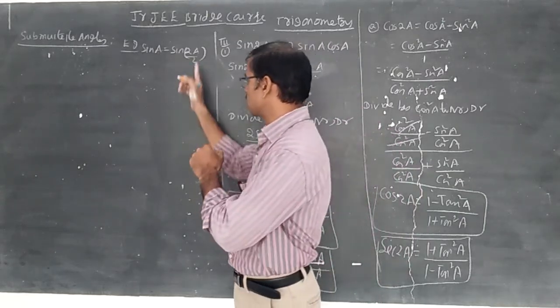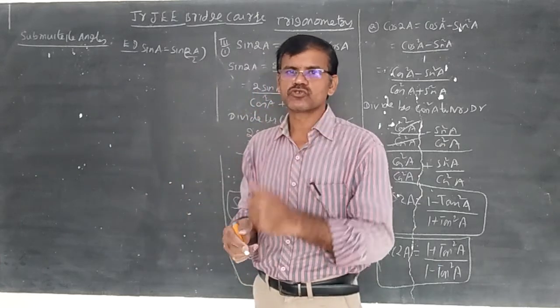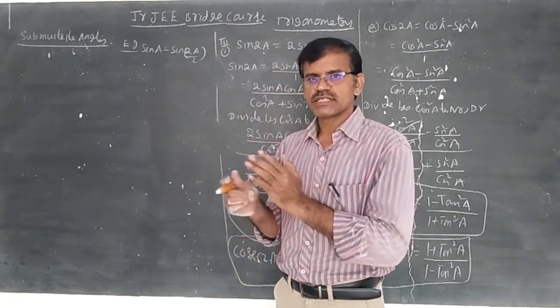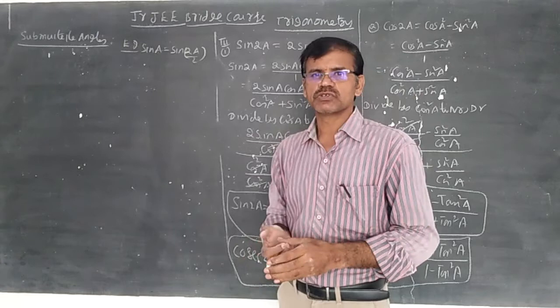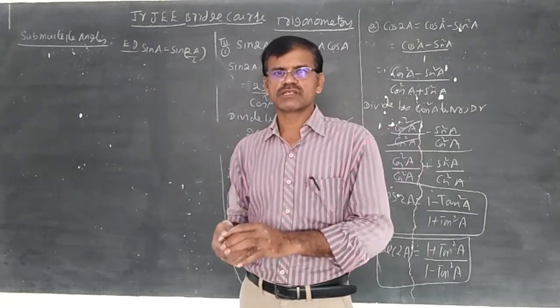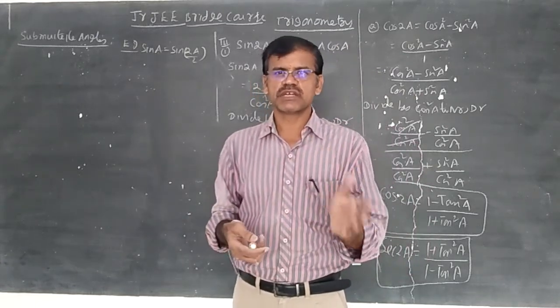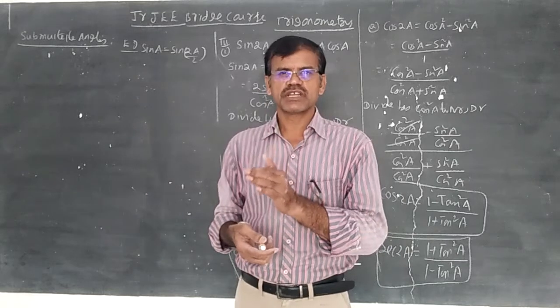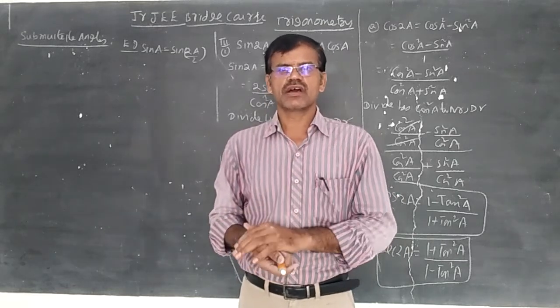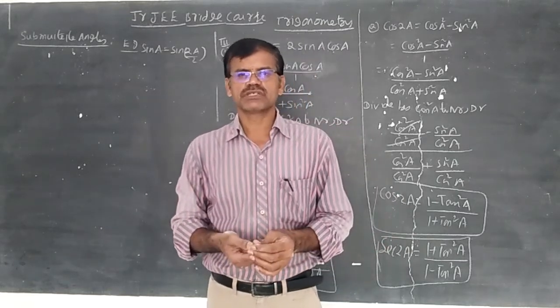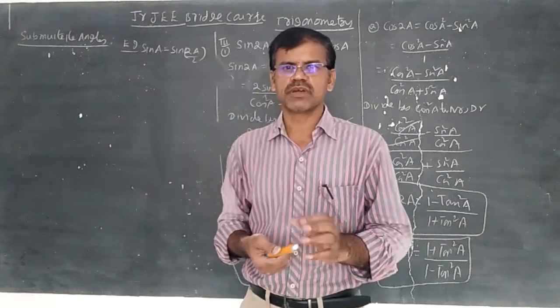What we are doing here is dividing 2 by 2, so in the similar way, the right side also we should divide. Left side is sin 2A and right side is 2 sin A cos A. Therefore for A also you should divide. The formula is 2 sin A by 2 cos A by 2.